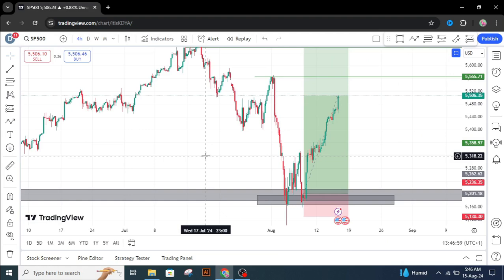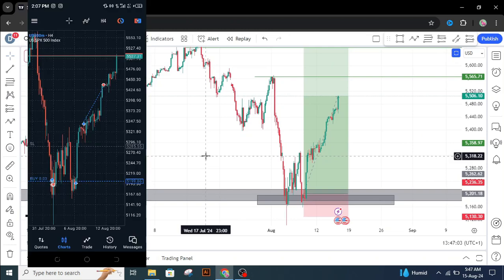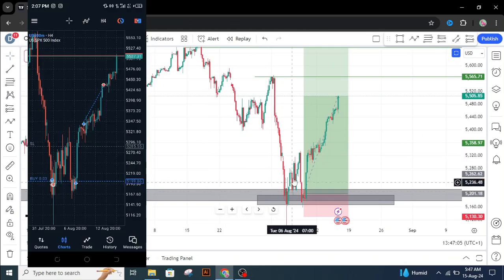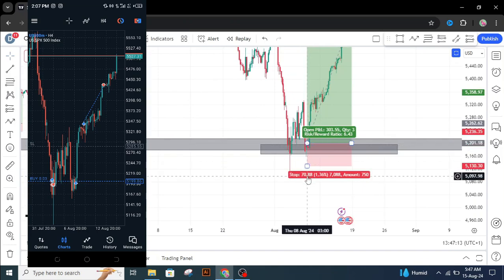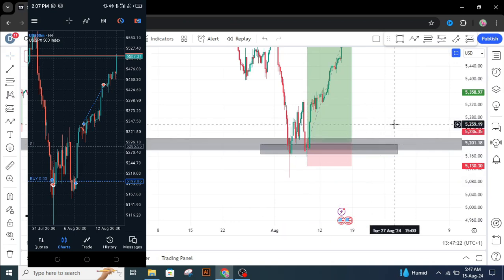I'm going to show you the screenshots of this trade. I'm still in the trade as I'm talking to you now. I've taken this trade since last week. I took this trade last week Thursday. Let me show you the date. You can see the date here, Thursday 08. Look at this black line. I entered this trade on Thursday 8th of August.